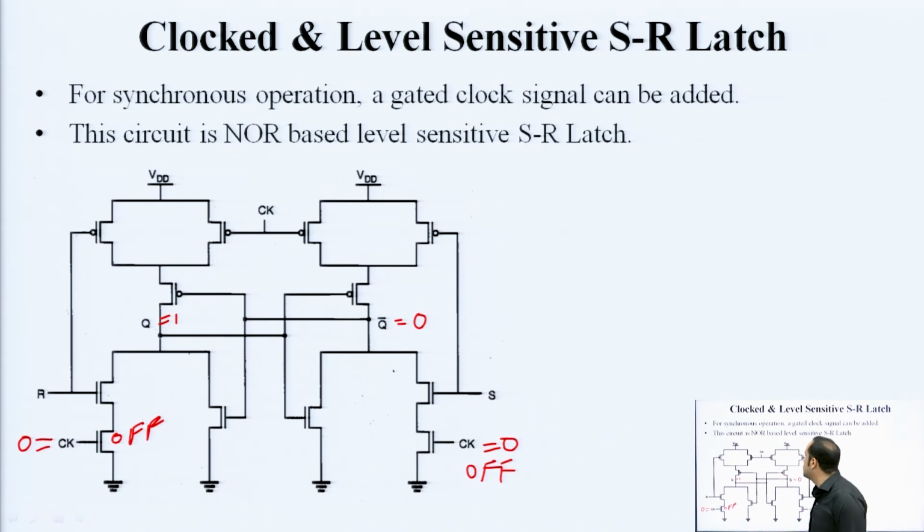If Q was 1 here and Q bar was 0, and when clock is off, you put S equal to 0 and R equal to 1. Now there is no path left for Q to discharge here. And if Q is 1, there is no path here also, this PMOS is also off. So there is no path left for Q bar to actually charge to VDD.